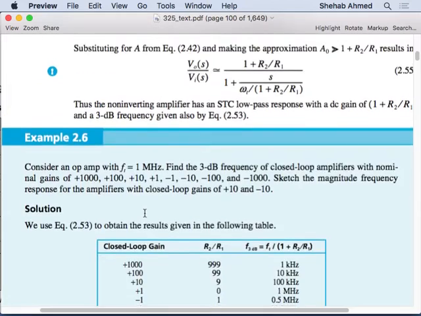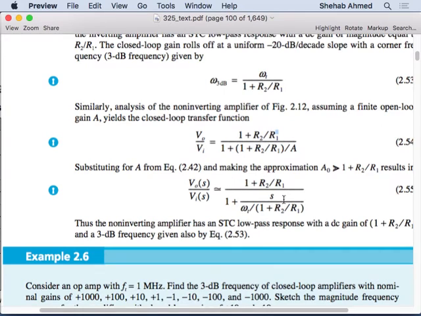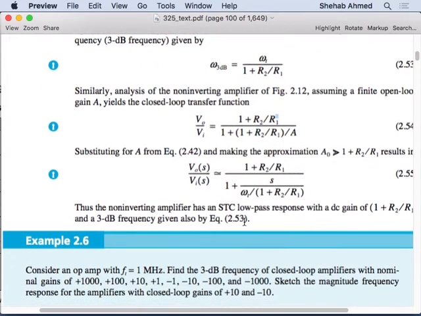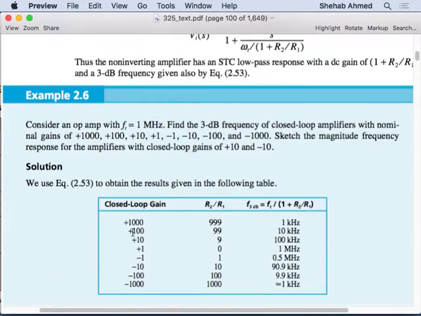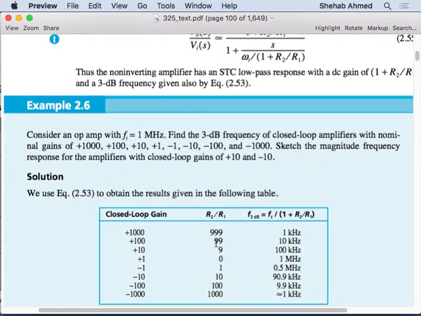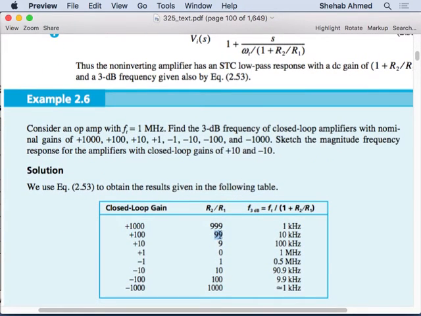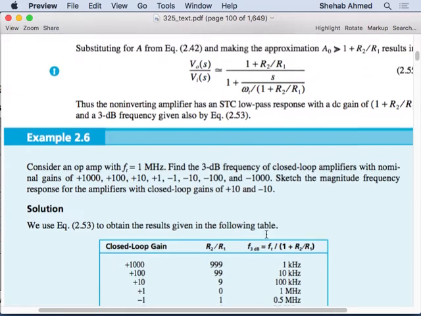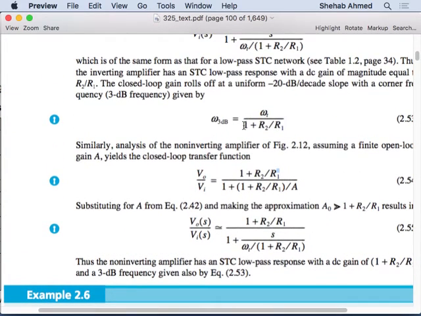For a closed loop gain of 100, this is my transfer function. Find its magnitude, and then you equate that to 100. After you equate it to 100, what is R2 over R1? R2 over R1 will be 99 in this case. You take that, plug it into the equation for the 3 dB frequency and calculate the 3 dB frequency, right? They're just plugging into these equations.